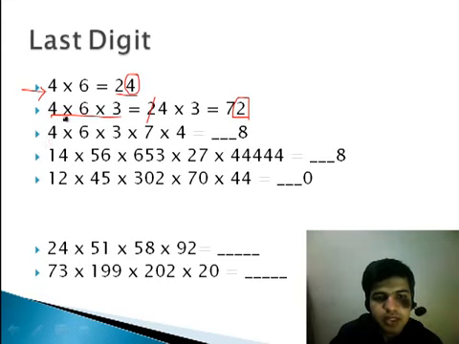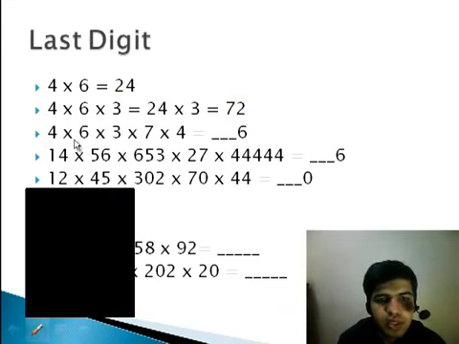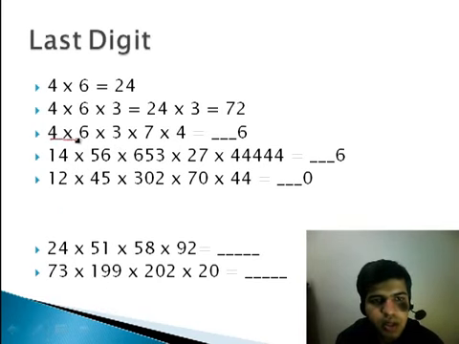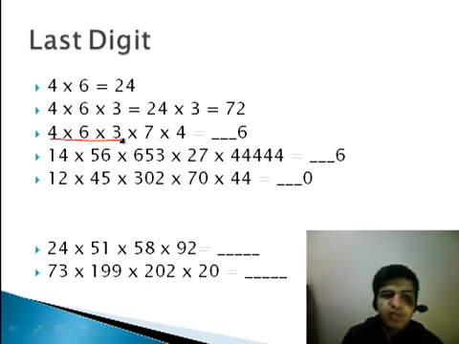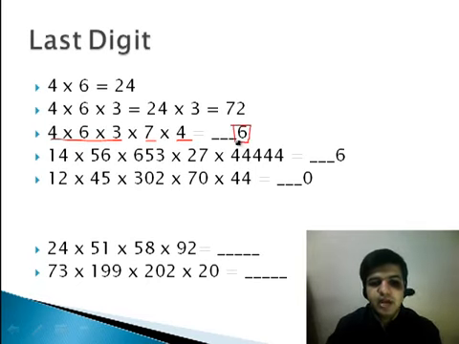And again, expanding this example further, I've expanded the same example with a few more numbers. 4 into 6 into 3 into 7 into 4. We have seen that 4 into 6 is 24. 4 into 3 would be 12. 12, again take 2. 2 into 7 would be 14. Take 4 and multiply it again by the next digit, that is 4. 4 into 4 is 16. So all we need over here is 6. This is our answer.